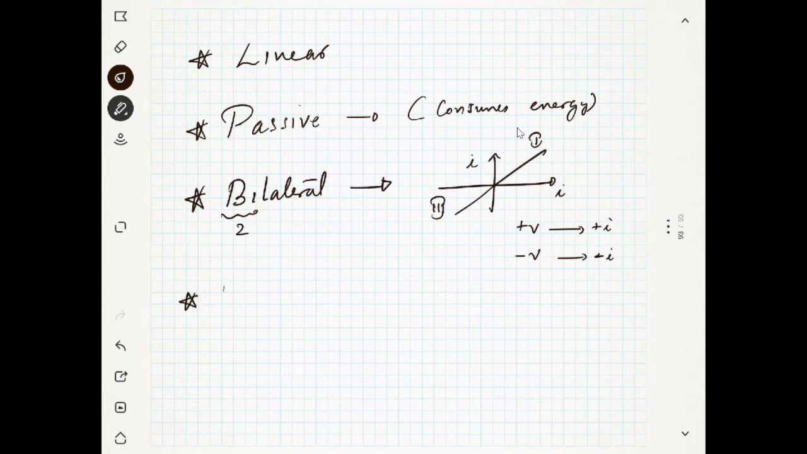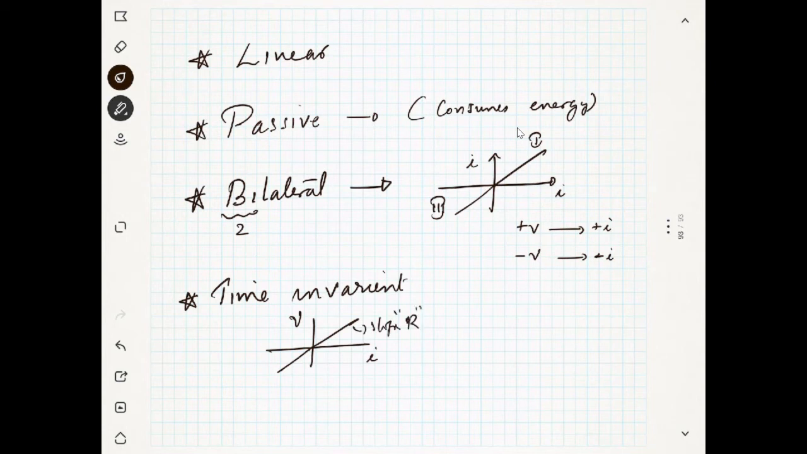Also, it is time invariant. This is I, this is V, and the slope is R. This property will never change if the temperature is constant. I am talking about the temperature being constant. If the temperature is constant, the slope of this curve will always be the same. Whatever voltage you give, whatever current you give, the slope will be the same.